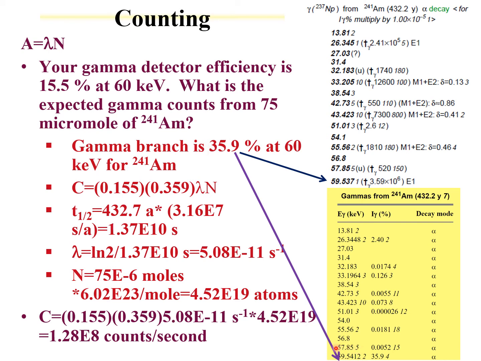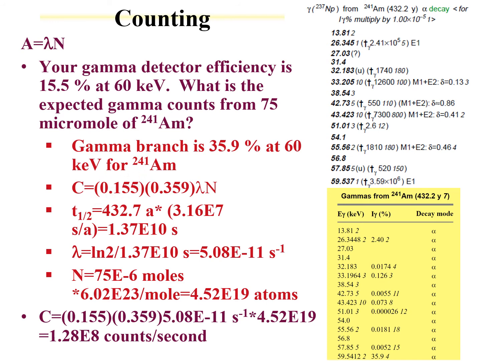Unlike the Table of the Isotopes data, the gamma branching values from the Lund University website are already normalized, so the value here is 35.9, which is the same value from the Table of the Isotopes. So I need to take my detector efficiency, which in this example is measured to be 15.5%, and multiply it by the gamma branching. In other words, for every time americium decays, 35.9% of the time this photon appears. When that photon appears, I only see it in the detector 15.5% of the time.